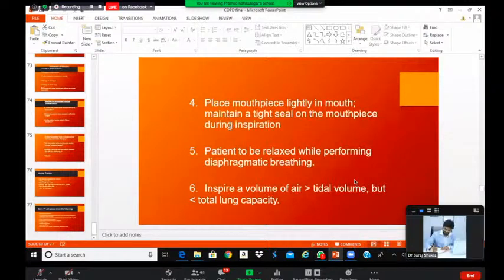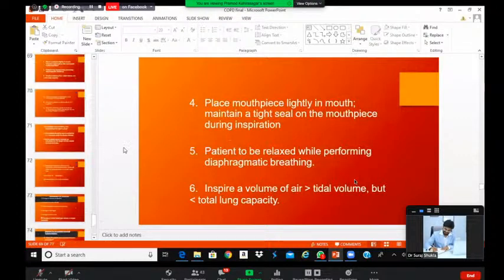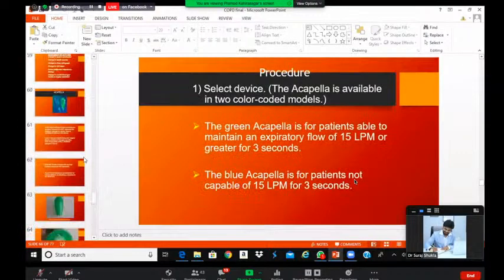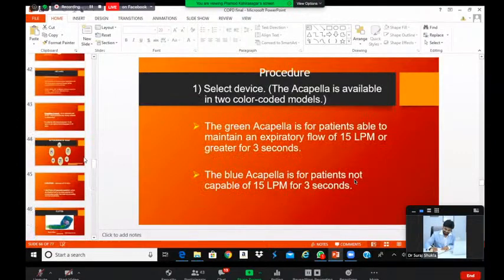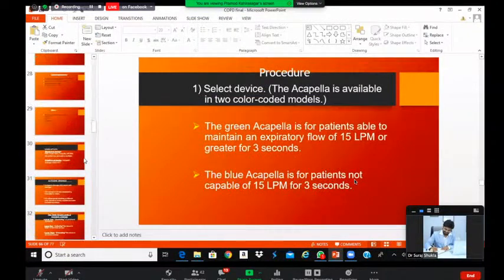Fantastic, sir. Fantastic. It was an amazing talk. Thank you so much. I'm sure all of our participants have got a detailed overview and clear picture about pulmonary rehabilitation and home program management in chronic obstructive pulmonary disorder. I would take the opportunity to thank you, our speaker.